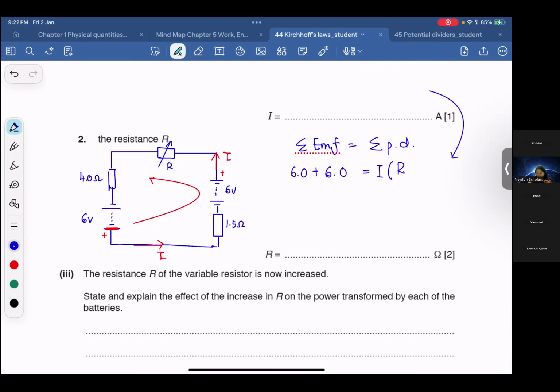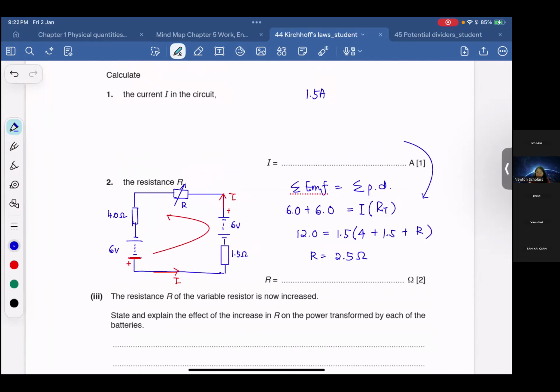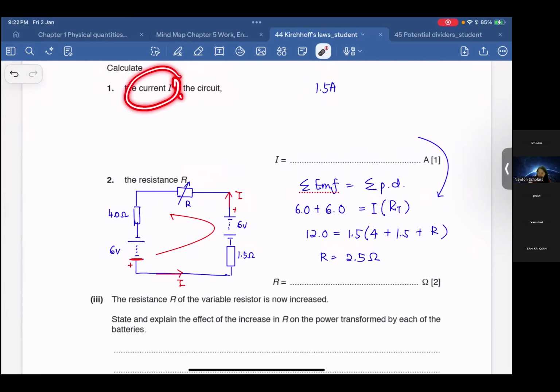Now we've got 3 resistors. So here is 12.0 equals the current, which is 1.5, times the resistance: 4 plus 1.5 plus R. So your answer for R should be 2.5 ohm. Okay, this is the reason why they guide you to find the current first, then using the current, find out the R.